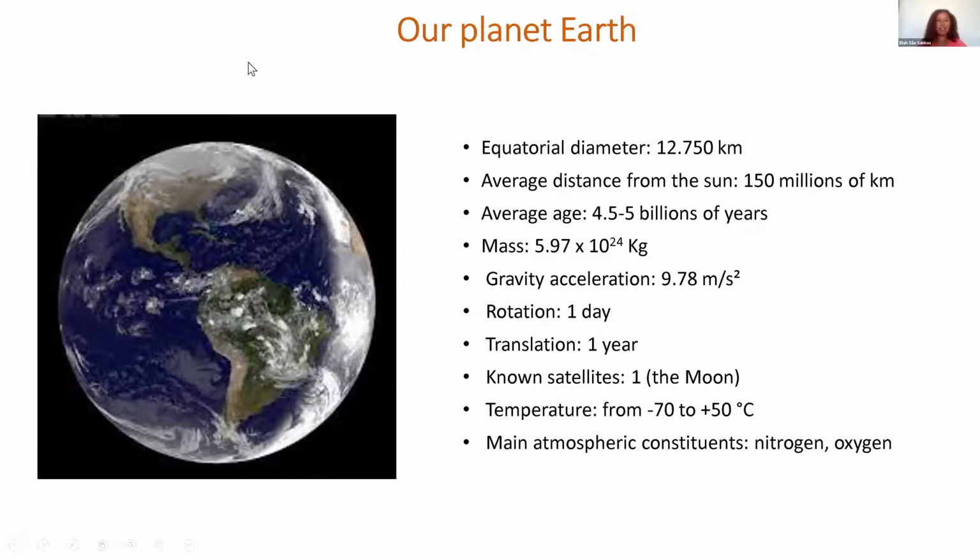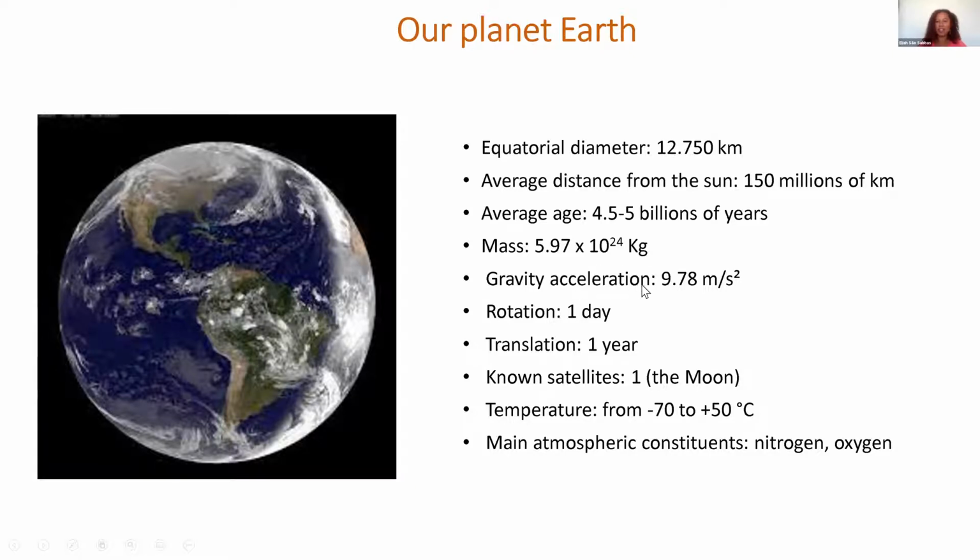But the solar wind's not going to do anything if our planet doesn't have a magnetic field. So let's see some general characteristics of Earth. The equatorial diameter is 12,750 kilometers. It's at an average distance from the Sun of 150 million kilometers. The average age of the planet is between 4.5 and 5 billion years.